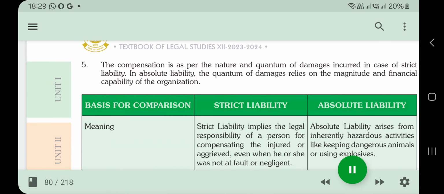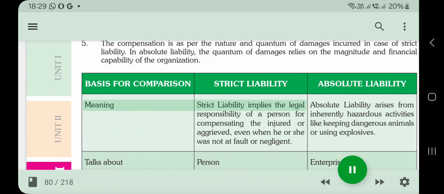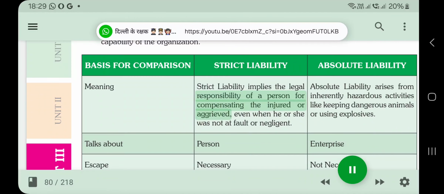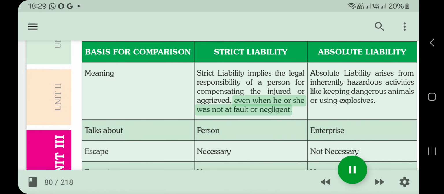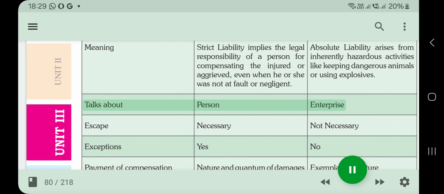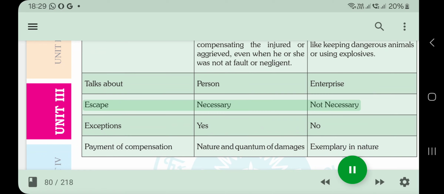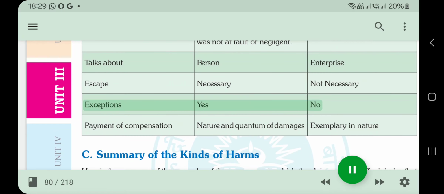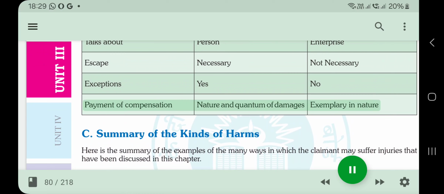Basis for comparison: strict liability, absolute liability. Meaning: strict liability implies the legal responsibility of a person for compensating the injured or aggrieved, even when he or she was not at fault or negligent. Absolute liability arises from inherently hazardous activities like keeping dangerous animals or using explosives. Applies to: person, enterprise. Escape: necessary, not necessary. Exceptions: yes, no. Payment of compensation: nature and quantum of damages, exemplary in nature.